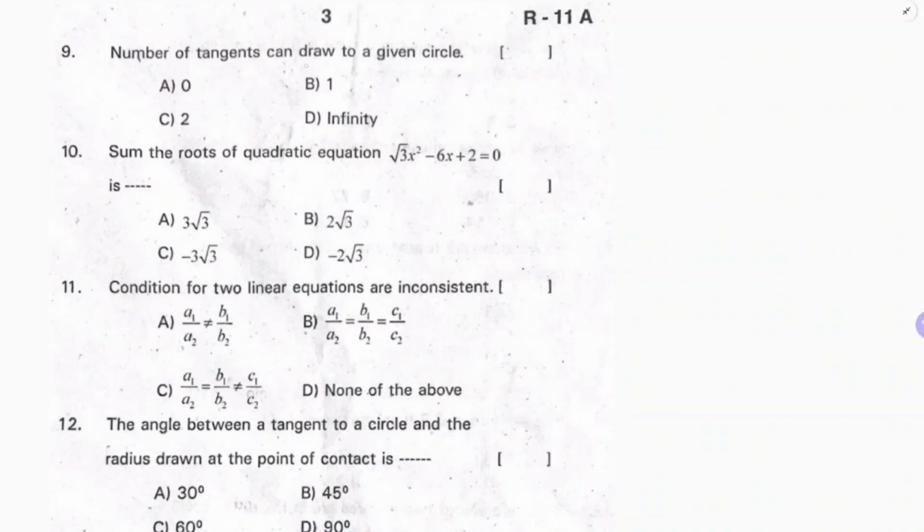Number of tangents we can draw to a given circle. See, for a circle we can draw infinite tangents, infinite number of tangents. So the correct option is D.